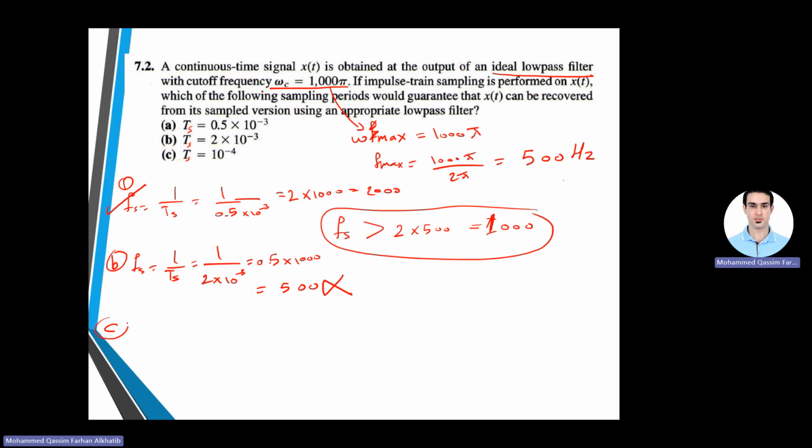Third one, Ts equals 10 to the negative 4. So Fs equals 1 over 10 to the negative 4. So 10 to the power 4, that is 10,000. Which is fine because it's 10 times 1000. Is it clear? Okay.